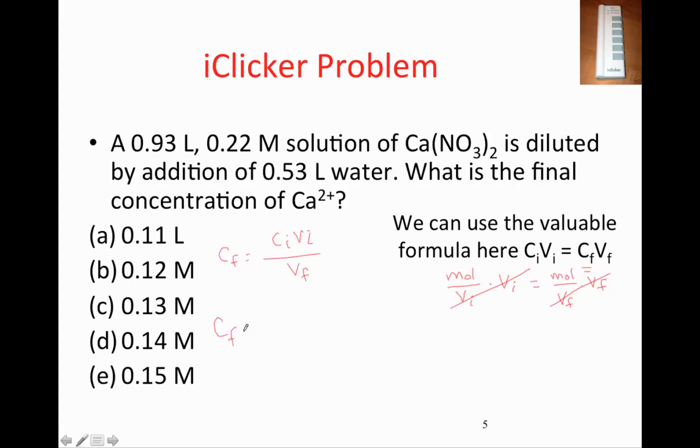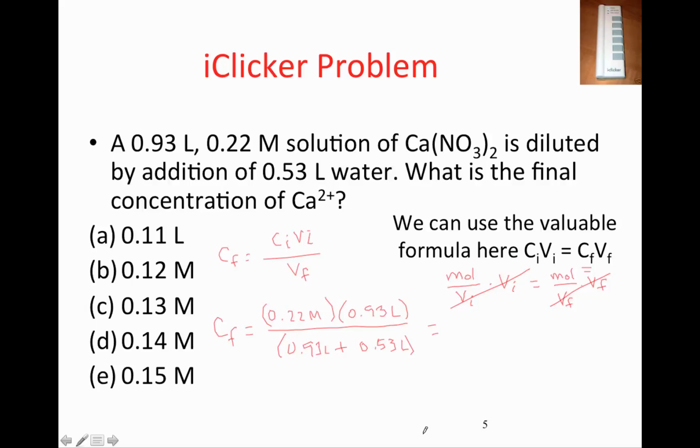And so let's see, the final concentration is equal to the initial concentration, which was 0.22 moles per liter, times the initial volume, which is right there, which is 0.93 liters, divided by the final volume. And what's the final volume? The final volume is the initial volume plus whatever we added to it. So we have 0.93 liters plus 0.53 liters. And if we throw this to our calculators, we should get the right answer.